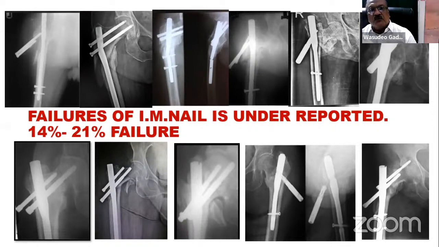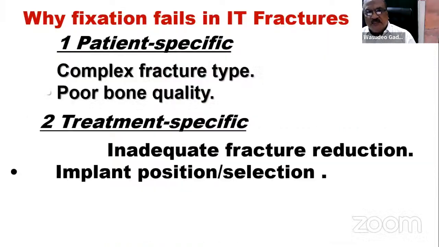But there are so many complications with intramedullary implants also, and you can see lateral migration, bending, breaking, walking out, reverse J defect, and so many other complications we'll find. The reported literature is a 14% to 21% failure rate.